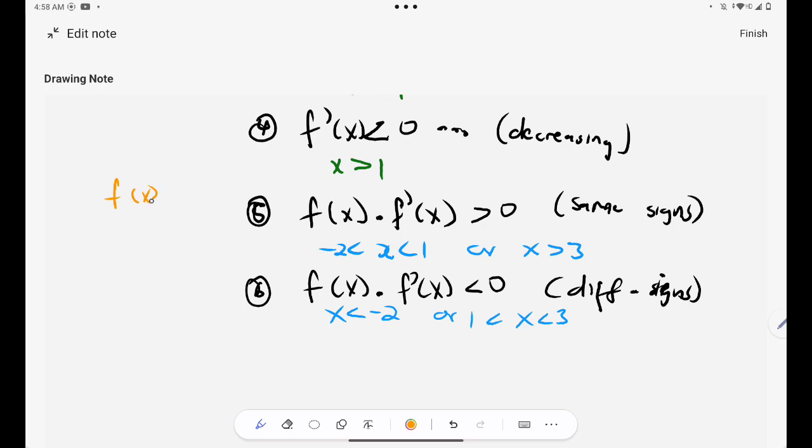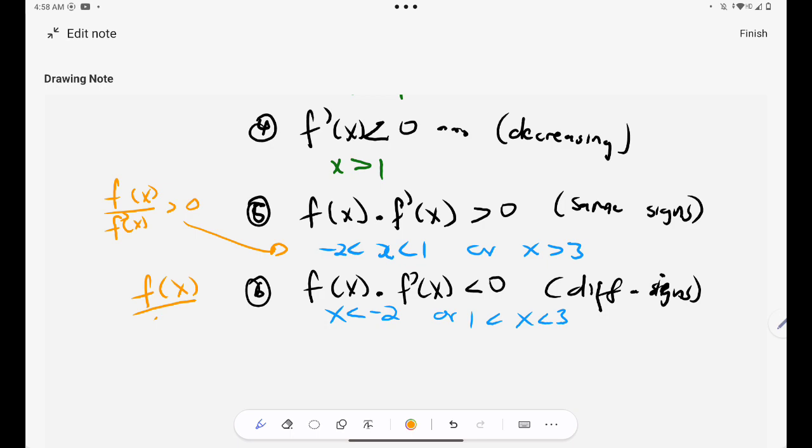f of x divided by f prime of x greater than 0. The same answer will be this one, because you are dividing two things and you get an answer which is positive. It simply means those things have the same sign. Are we together?